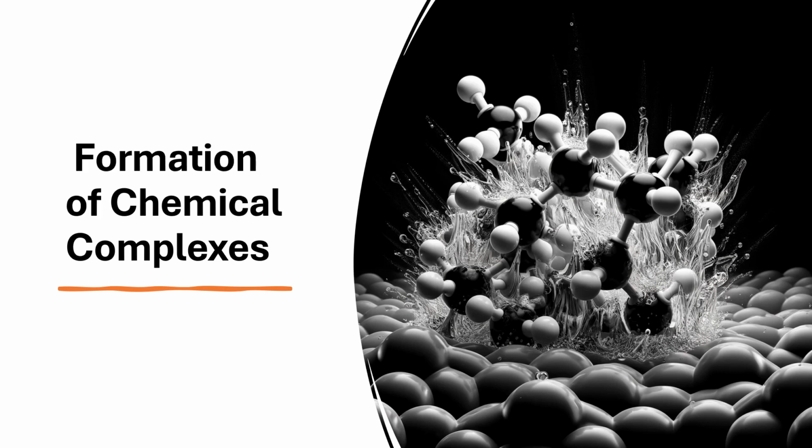How do we form chemical complexes? Chemical complexes form through coordinate covalent bonds where both electrons in the bond come from the same atom, typically the ligand. This unique bonding gives complexes their stability and interesting chemical properties.